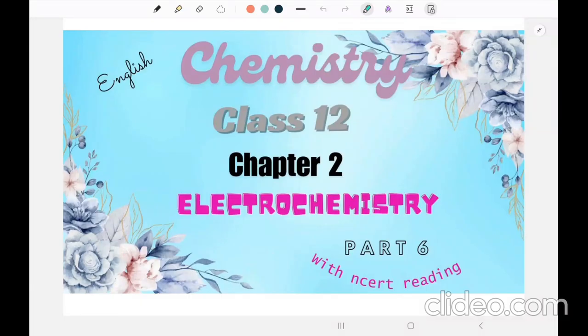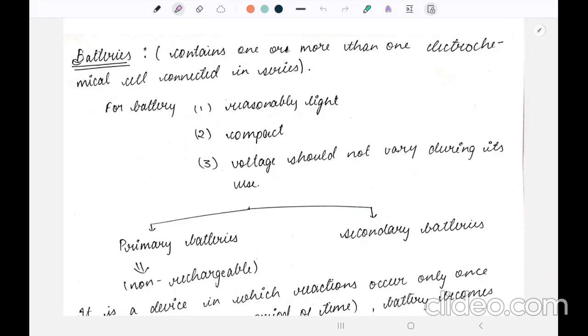Good day everyone. Today we are going to start with part 6 of electrochemistry, and we will be studying about batteries, which are the commercial cells in this part. A battery will contain one or more electrochemical cells connected in series, or it is a cell used as a source of electrical energy.